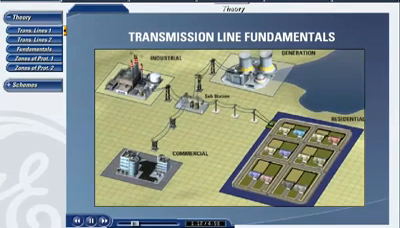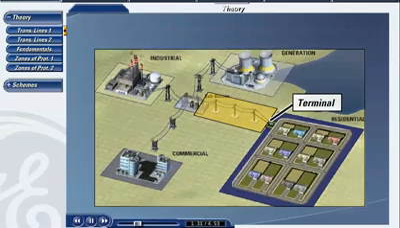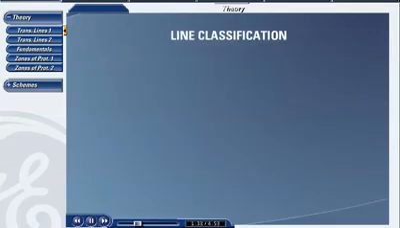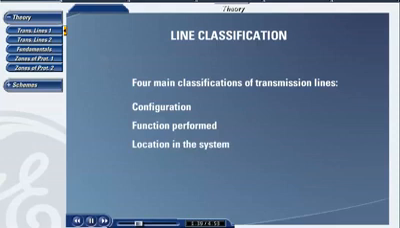In a power system, the area that constitutes a transmission line is defined by well-defined boundaries. This physical location of a line boundary is often called a terminal. The terminal can be a switch, a breaker, a bus, or a transformer. Transmission lines can be broken down into one of four main classifications that describe their configuration, the function they perform, and their location in the system.